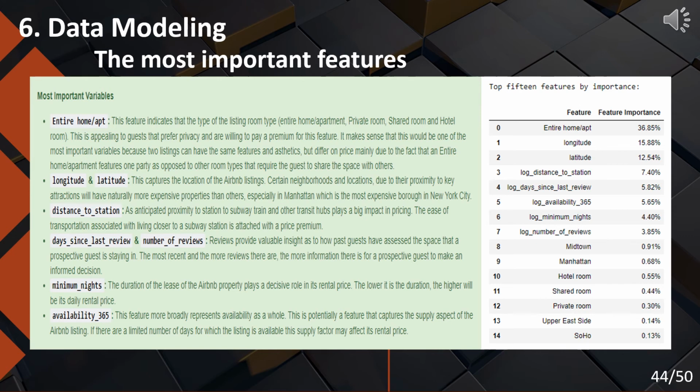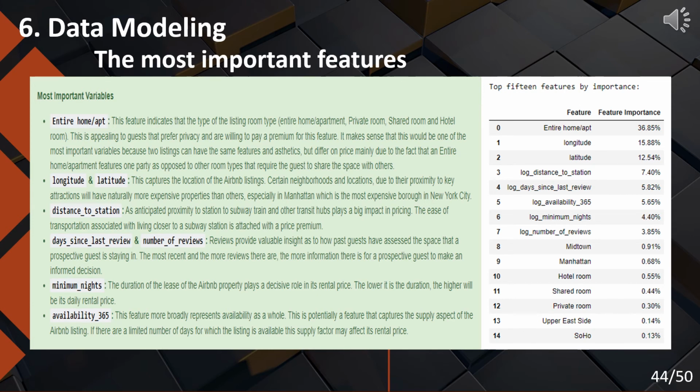Longitude and latitude: this captures the location of the Airbnb listings. Certain neighborhoods and locations, due to their proximity to key attractions, will have naturally more expensive properties than others, especially in Manhattan, which is the most expensive borough in New York City.